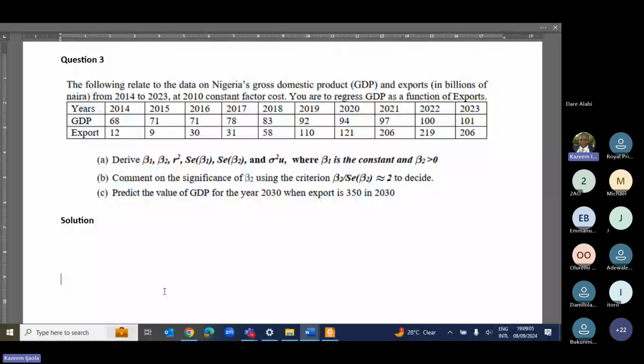Can we move on to the last questions, or we should just end it and continue during the week? What do you guys want? Let's solve it, please. We should solve it. Yeah, let's start.